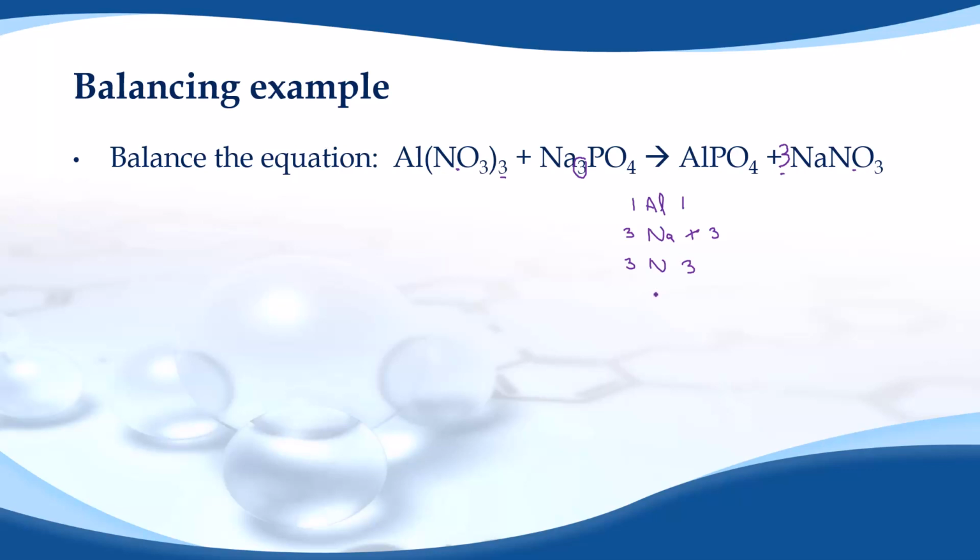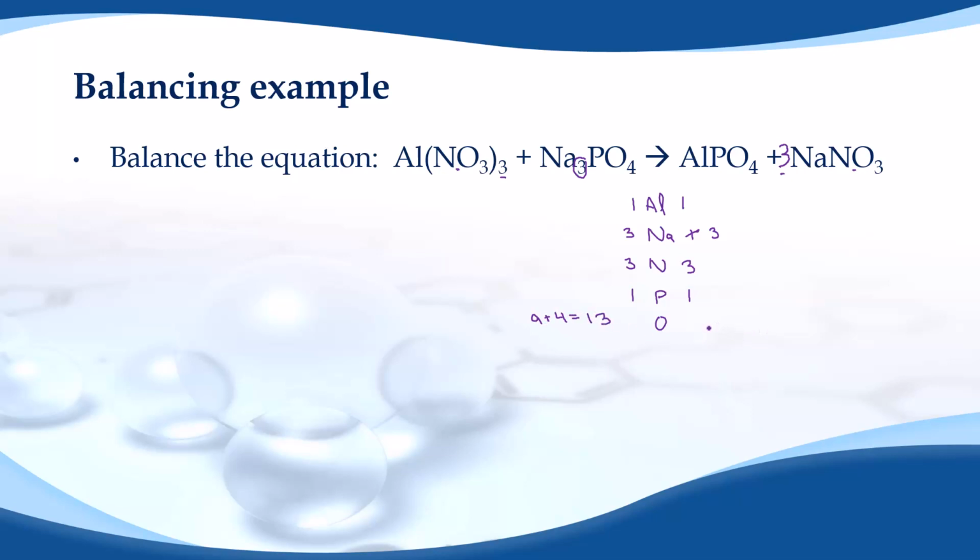I'll save oxygen for last because it looks very difficult to do. We'll do phosphorus next. I have 1 phosphorus on the left. I have 1 phosphorus on the right, so that's balanced. So because everything except for oxygen right now is balanced, hopefully it just all worked out. So let's find out. On the left-hand side, I have a subscript of 3 times 3 for the nitrate. That gives me 9. I have 4 more from the sodium phosphate. 9 plus 4 is 13 oxygen.